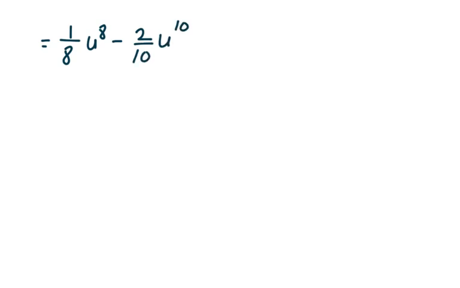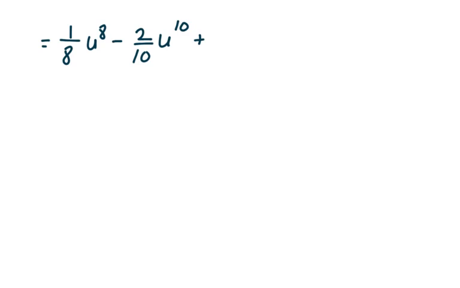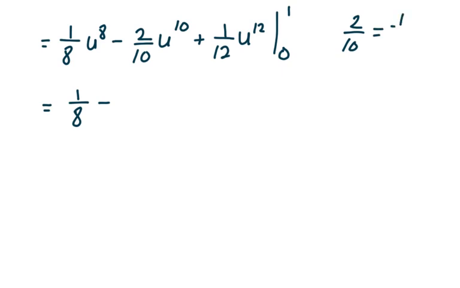But remember, 2/10 is just 1/5. And then I'm going to go plus 1/12 u to the 12th, and I'm going to evaluate from 0 to 1. Replacing u with 1, we get 1/8 minus, if you don't mind, I'm going to say 2/10 is the same as 1/5. So I'm going to subtract off 1/5, and then I'm going to add 1 over 12.